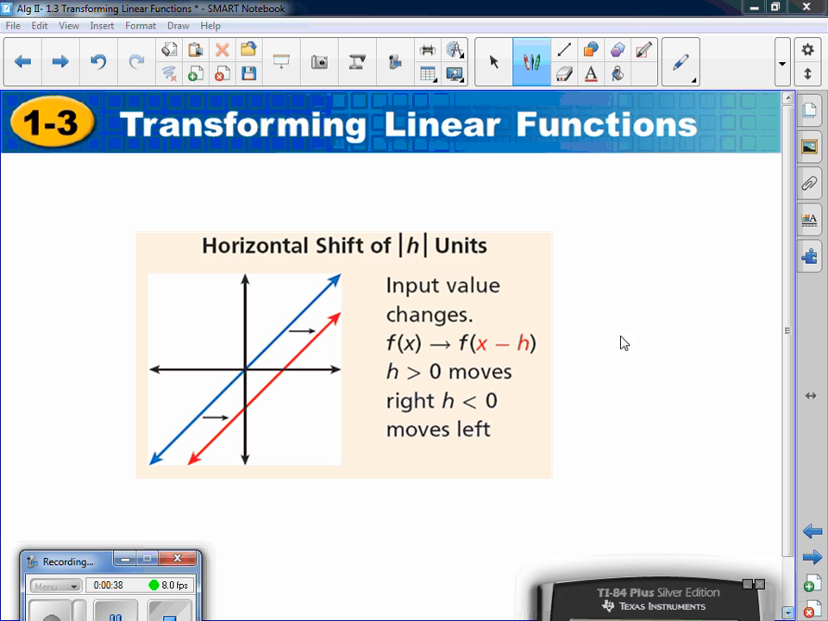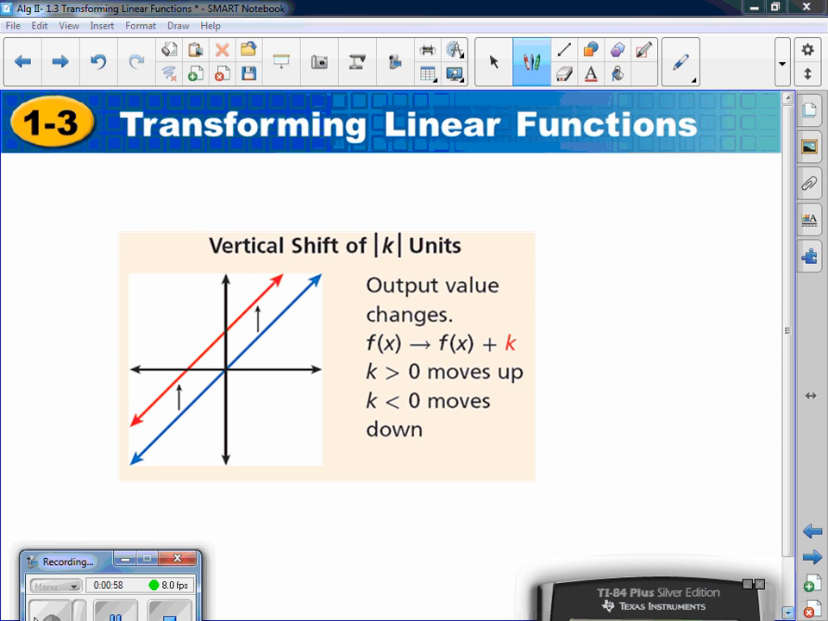When I actually put a number in there, if I'm shifting it to the right 7, this would actually say f of x minus 7. It has to be a minus there.